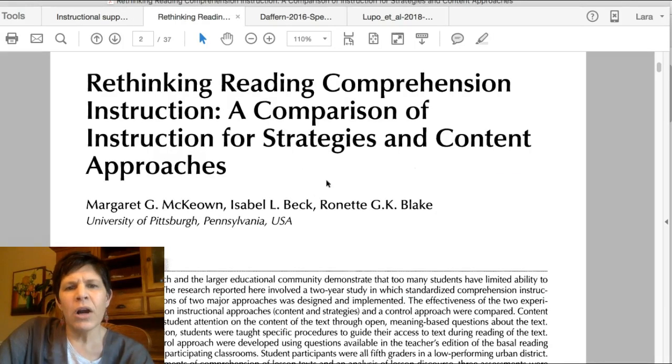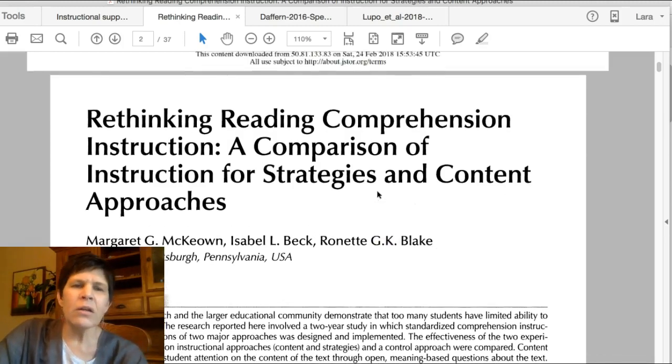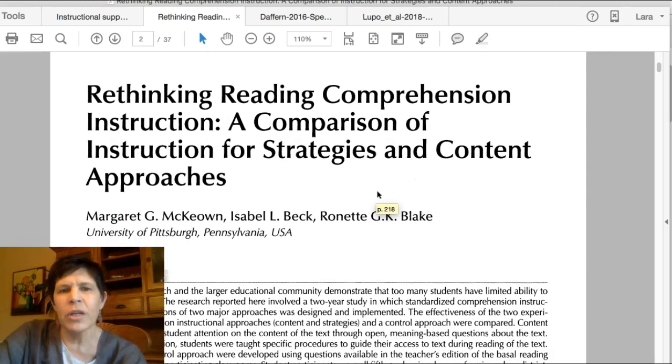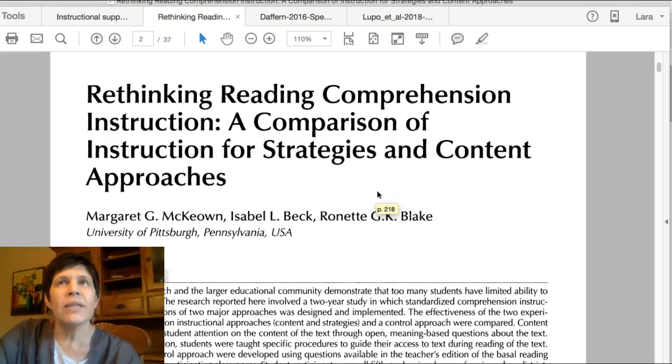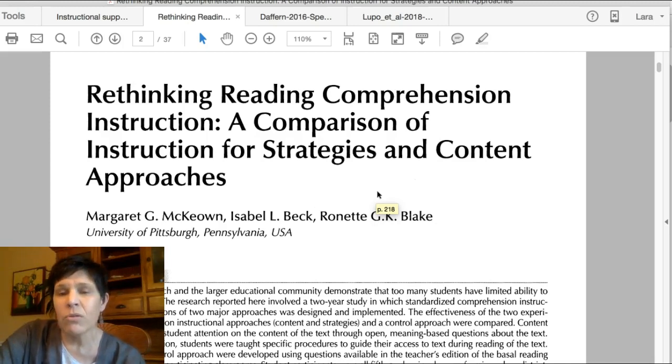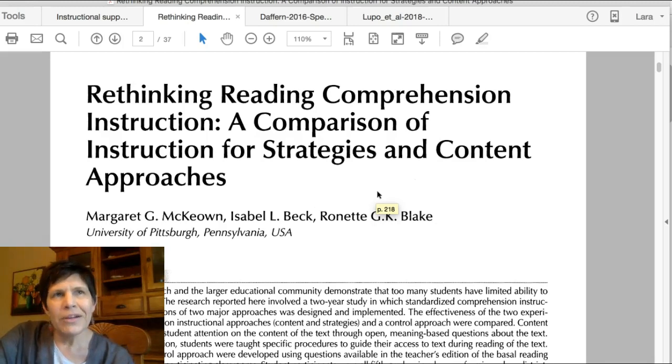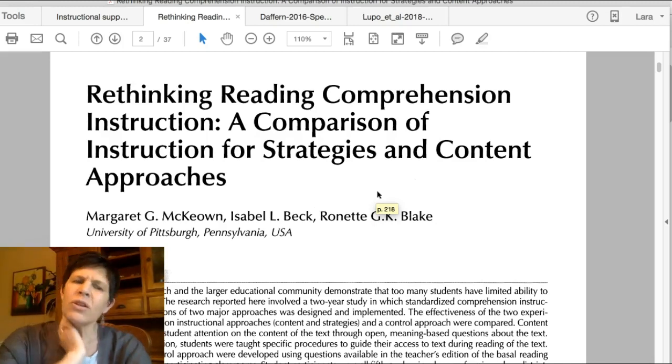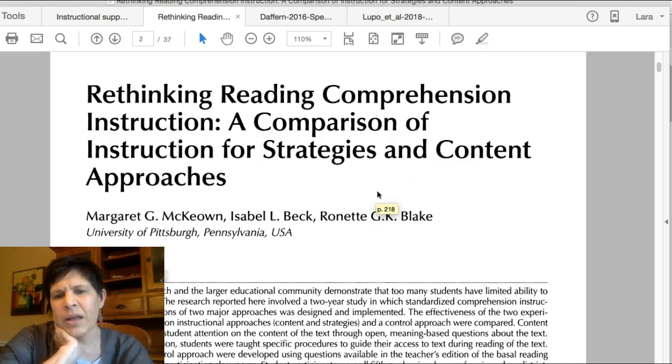The next one is also a research article, and it's from the same journal, Reading Research Quarterly. This article, called Rethinking Reading Comprehension Instruction: A Comparison of Instructional Strategies for Content and Strategies Approaches, has had a major impact on me in my own work, because I've always taken a critical lens toward comprehension strategies instruction. I think it's often taken up in behaviorist ways. And I also know that it's a sacred cow in the field. What I mean by that is there are a lot of dominant assumptions that reading comprehension strategies are important to teach to improve reading comprehension. And this is a study that challenges that assumption.